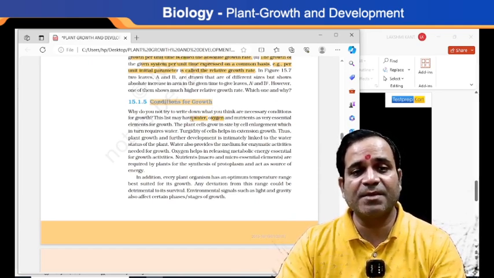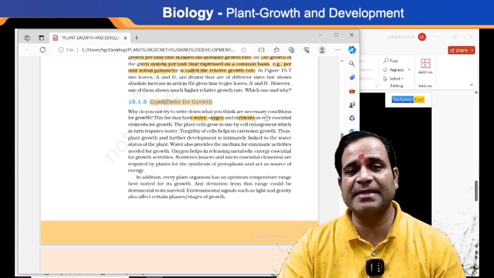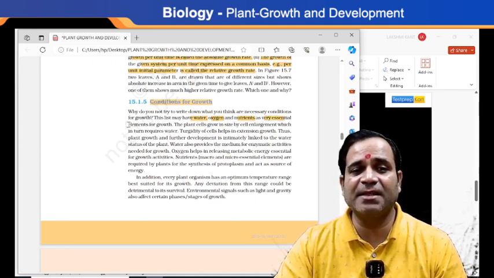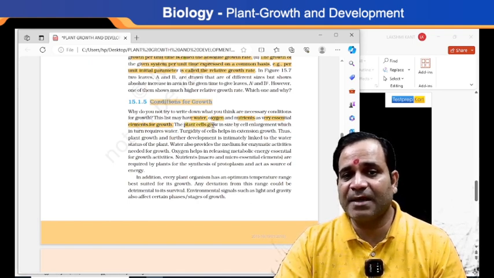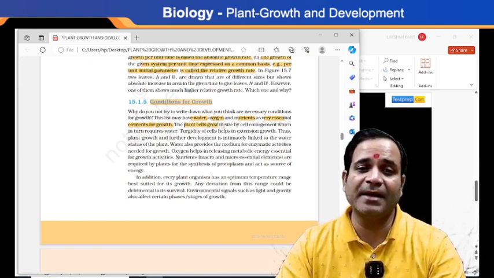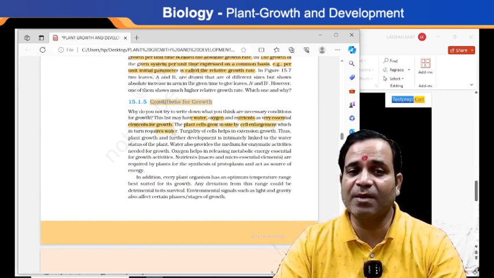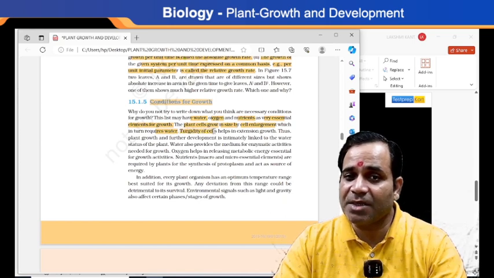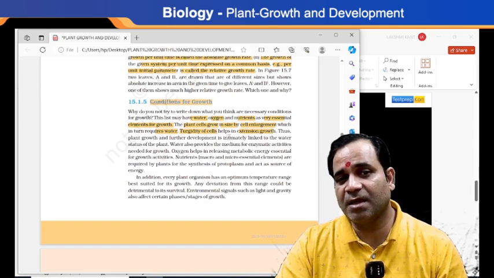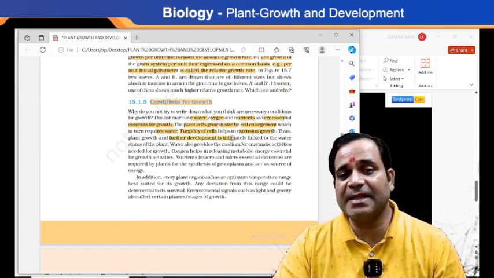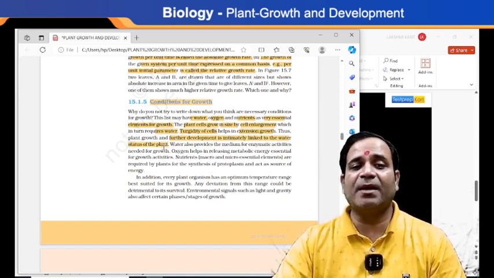See, this one is the list: water, oxygen, nutrients. These are all very essential elements for growth, my dear. Getting my point? Now I'm saying that the plant cell grows in size by cell enlargement, which requires water. The turgidity of the cell is also growth, and this growth is known as extension growth. The further development is intimately linked with the water status of the plant.